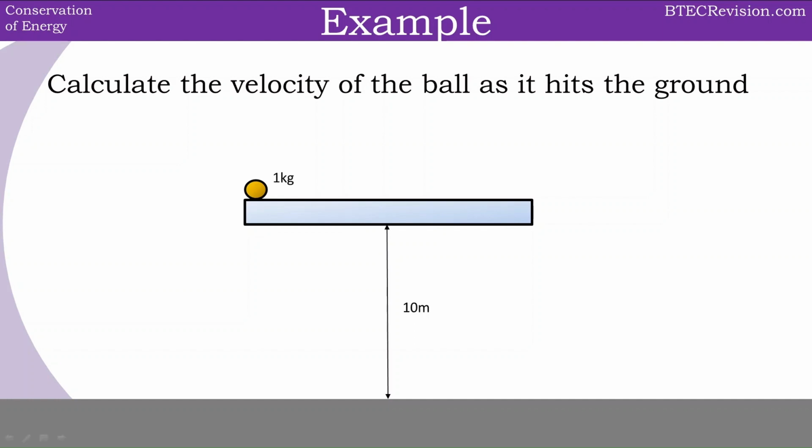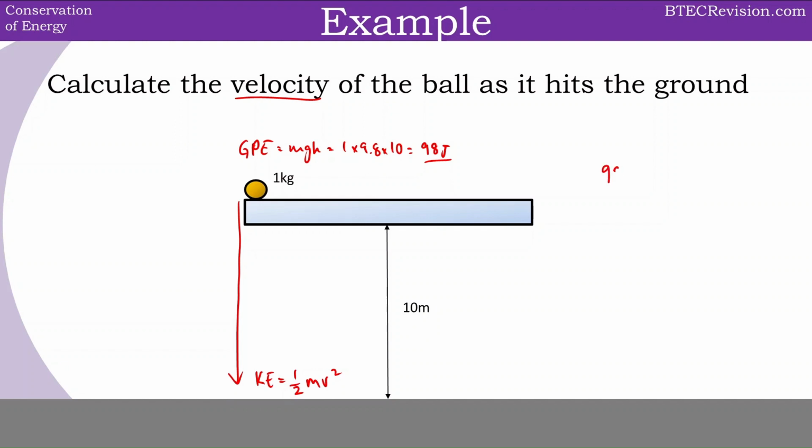So from the previous example, we worked out the gravitational potential energy, which is equal to mgh. That's 1 times 9.8 times 10. So that's 98 joules. Now, this energy is going to be transferred just before it hits the ground. All of it is going to be transferred into kinetic energy. And we know the kinetic energy formula is half mv squared. So we need to rearrange this for v. We know the kinetic energy is going to be 98 as well. So we can set these two to be equal.